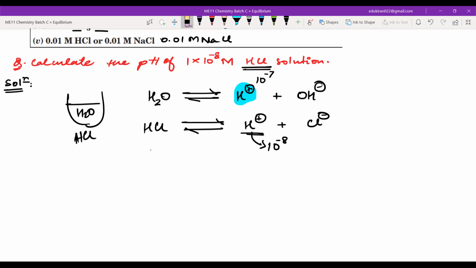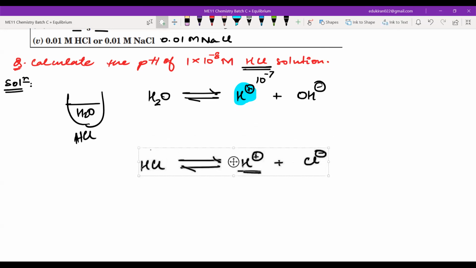The concentration of H plus that I'm getting from H2O is 10 to the minus 7, and the concentration of H plus that I'm getting from HCl is 10 to the power minus 8. Yes or no, guys? Yeah. Now these are comparable, and hence we will have to add them.